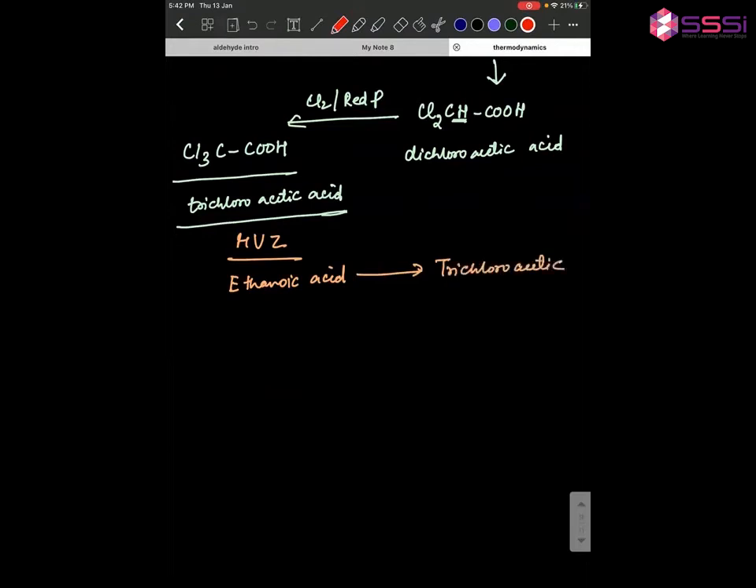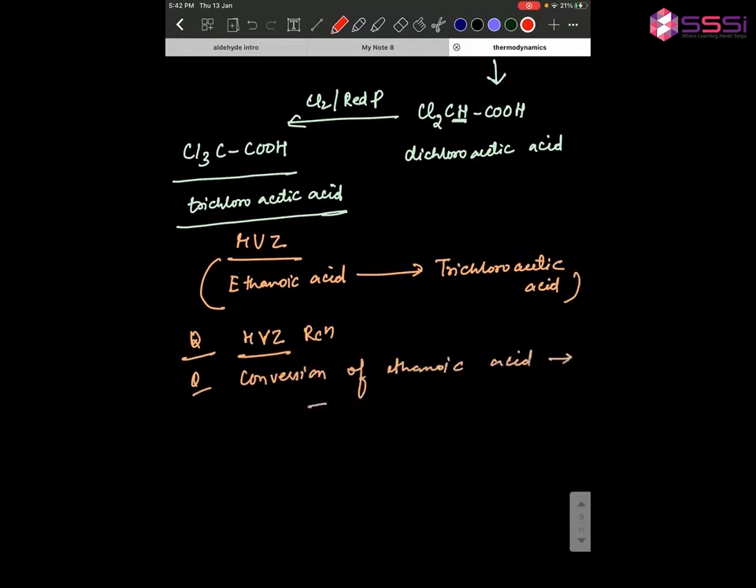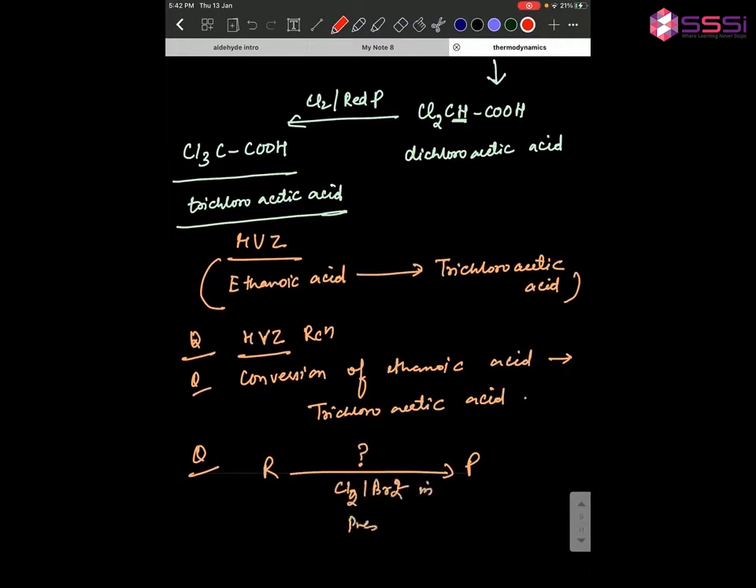Okay, the type of question that can be framed from this part is either you can be asked the name reaction, what is the HVZ reaction, or you can be asked the conversion of ethanoic acid to trichloroacetic acid. Or you can be given ethanoic acid and trichloroacetic acid as reactant and product and asked for the reagent, that is, which reagent we are using. We are using Cl2 or Br2 in presence of red phosphorus. Is the topic clear?